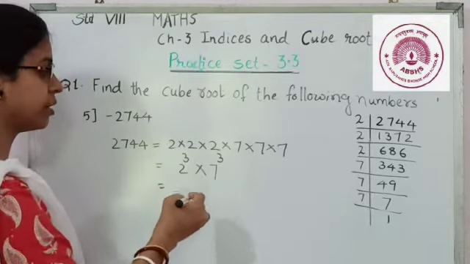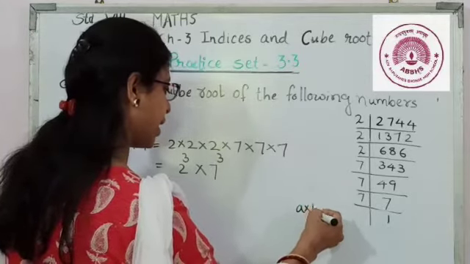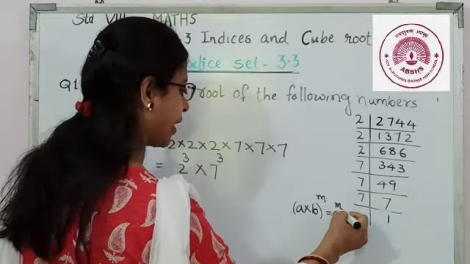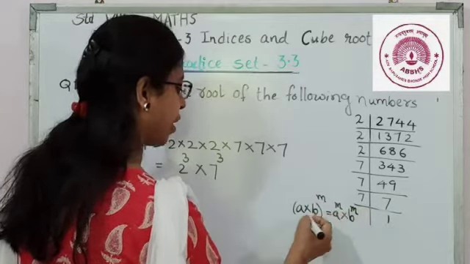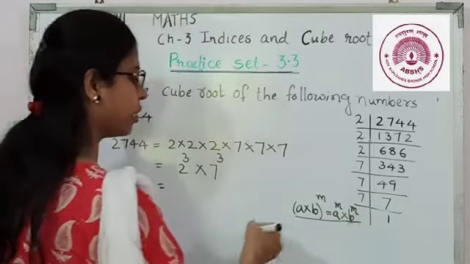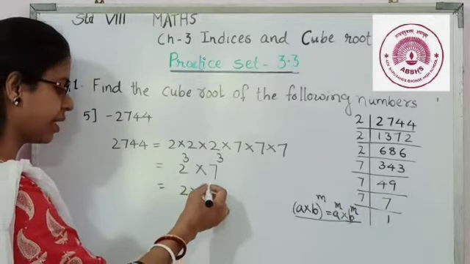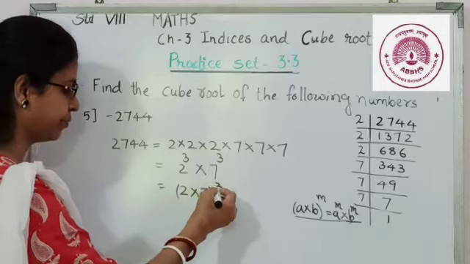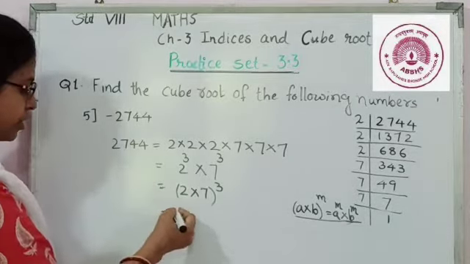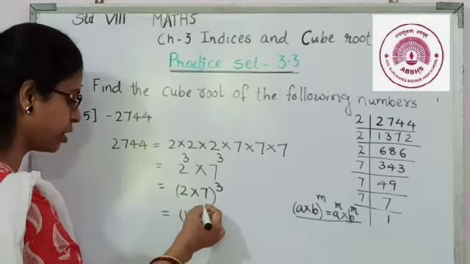Okay. So again the same law we are going to use here, that is A multiplied by B raised to power M is equal to A raised to power M multiplied by B raised to power M. So we can write this as 2 multiplied by 7 raised to power 3. Now we have to find the multiplication here. 2 multiplied by 7 is 14. So 14 raised to power 3.